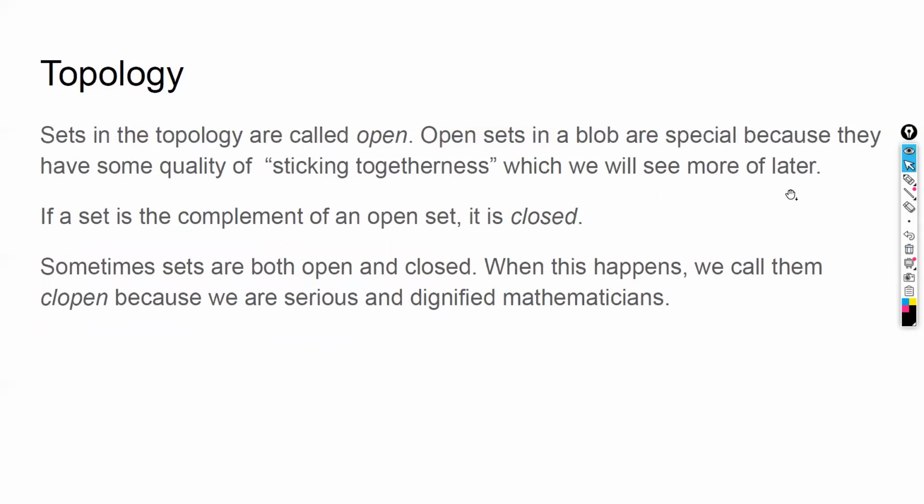Okay, a little bit more about topology. Sets in the topology, as we said, are called open, and open sets in a blob are special because they have some quality of sticking togetherness, which we'll see more of later. Now, if a set is the complement of an open set, it's going to be closed. Mathematicians are very creative when it comes to naming things sometimes. And now, this is the weird thing, sometimes sets are both open and closed. When this happens, we call them clopen because we are serious and dignified mathematicians.